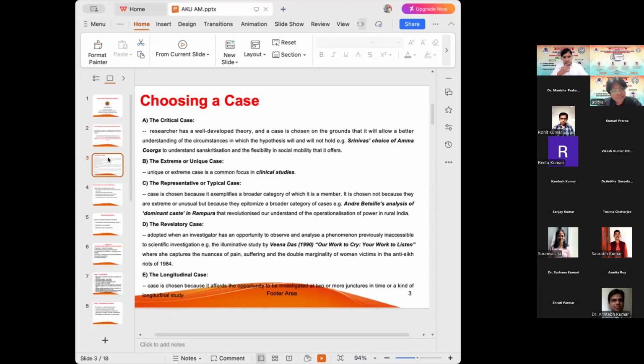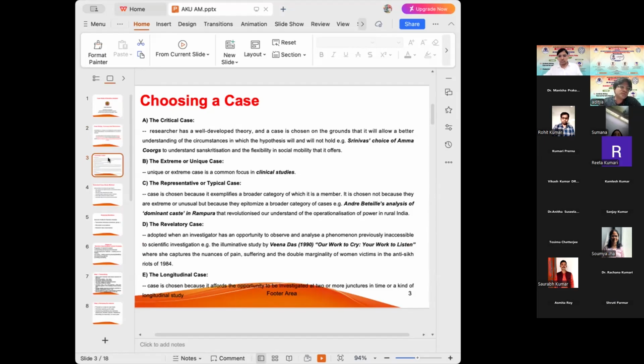Before I get into my example, let's see what other classical writers have done. Sometimes we choose a critical case for doing a case study, and that is chosen on the grounds that it will allow a better understanding of the circumstances in which the hypothesis will or will not hold. We have this amazing writer, Professor M.N. Srinivas, the father of Indian sociology. He goes to the village of the Coorgs, the Kodava community in Karnataka, studies a particular village and comes up with the concept of Sanskritization, which basically says people are born into castes, but they do not necessarily stay that way.